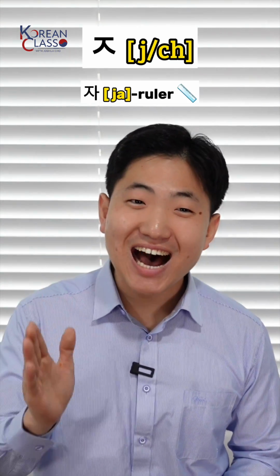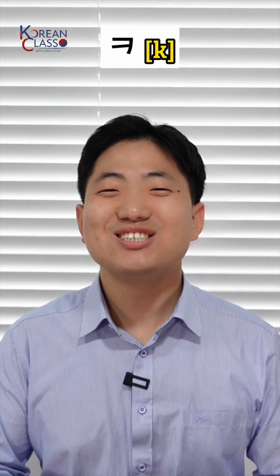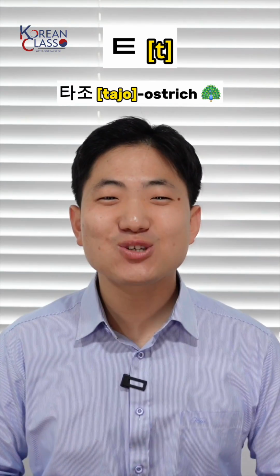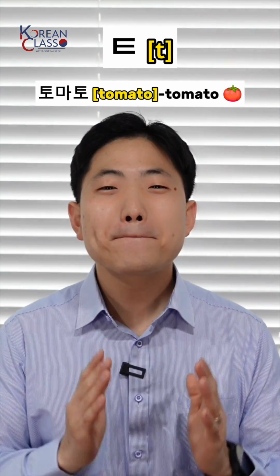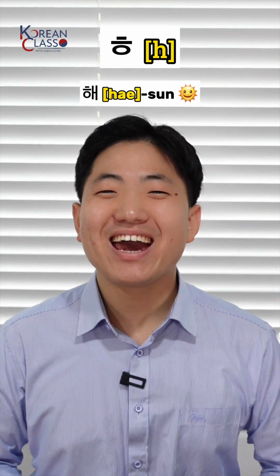자 is 자, 지도. 차 is 치마, 초. 카 is 코, 코끼리. 타 is 타조, 토마토. 파 is 피리, 포도. 하 is 하마, 해.